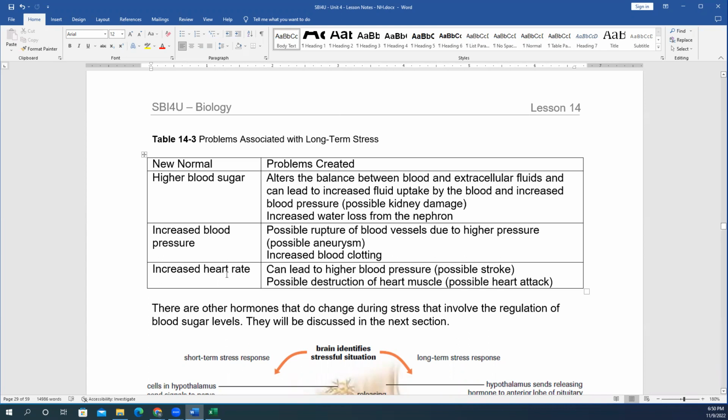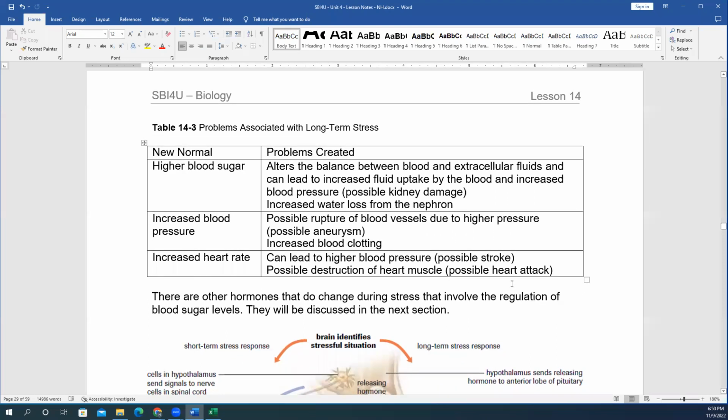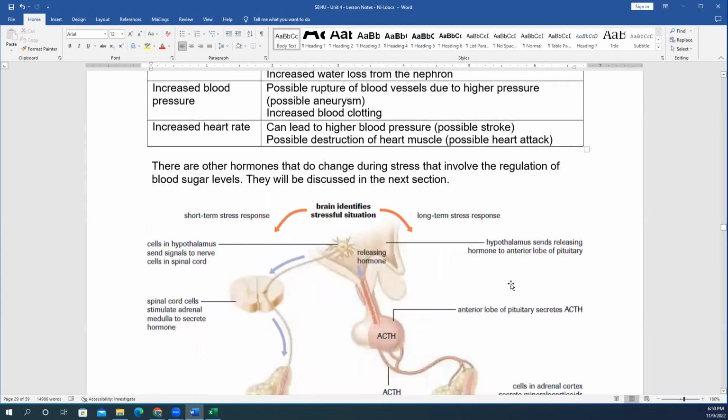And also a constantly elevated heart rate can lead to this higher blood pressure, possibly stroke, possible destruction and damage to the muscles of the heart, possibly leading to stroke and even heart attack. But there are other hormones that do change during stress, and those are involved in the regulation of blood sugar levels, and we'll discuss those in our next section as it comes up.